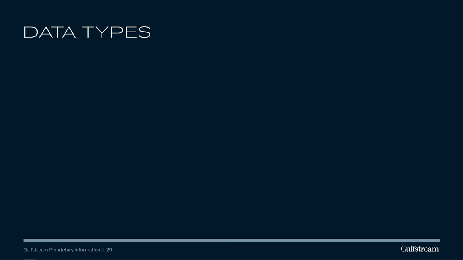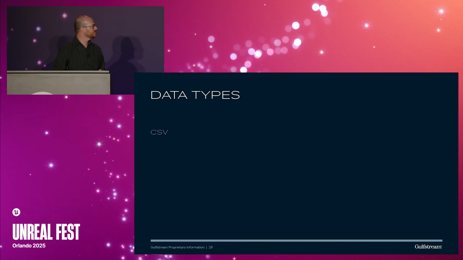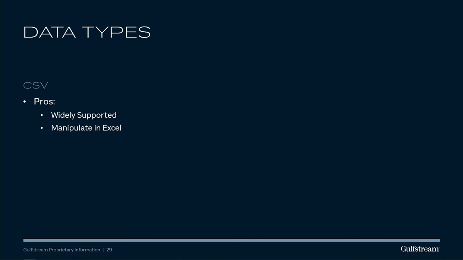So we looked at a couple of different data types when we were building this application. The first one was CSV files. It was a pretty easy beginning one just to start with and think through. There's several pros to CSV files. Obviously, it's very widely supported. You can manipulate it in Excel, so it brings it right into data tables in Excel. It's very human readable. It's literally just strings separated by commas, so you can read it very easily.